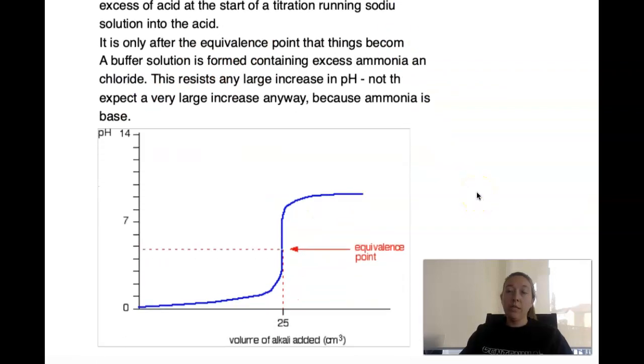All right, so here's that same titration curve, but flipped around. This time we started with the acid in the flask instead of the base. You'll notice the curve does look significantly different. It's not just a flipped image, okay?